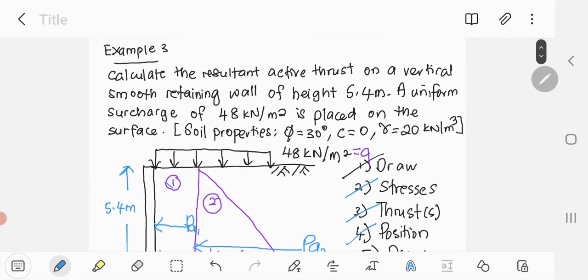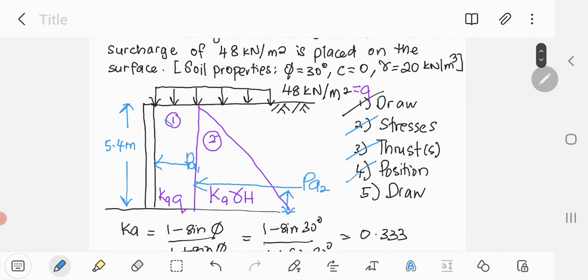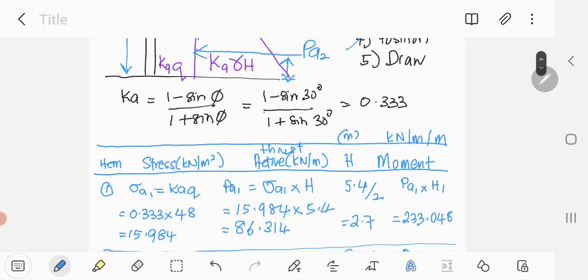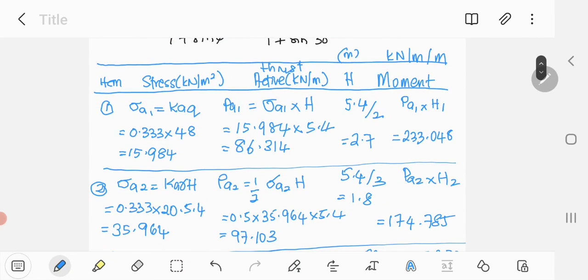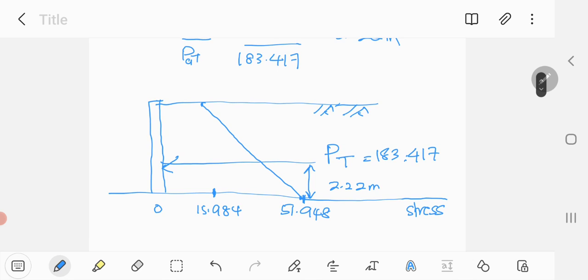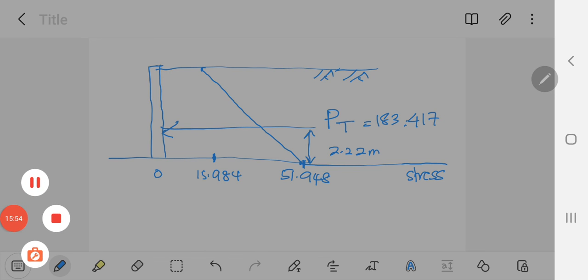So this is the example. If you have a surcharge, you do the rectangular section and then the triangular section to represent the soil, and you calculate as suggested, get the answers, redraw, and then put all the values in your new drawing. That will be the final answer for this kind of question.